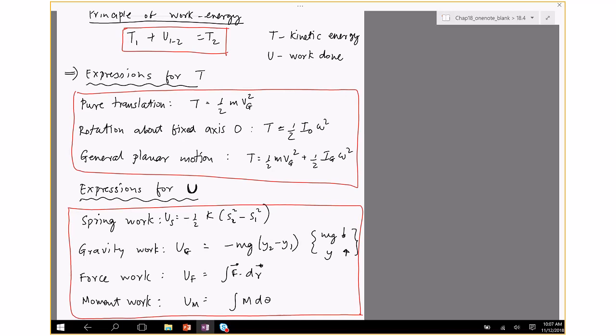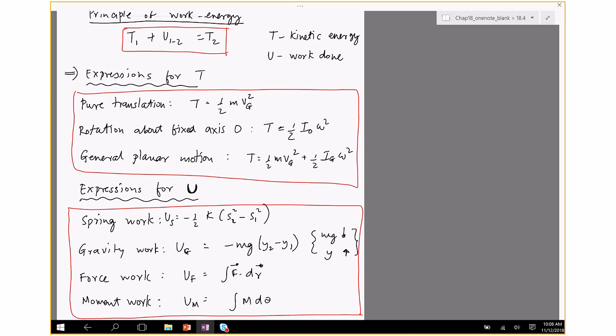And then general planar motion, an example would be a rotating disk, where you have kinetic energy due to rotation as well as kinetic energy due to translation. So there are two terms. Okay, this is the more general expression. You can derive the other expressions using the third one, general planar motion.